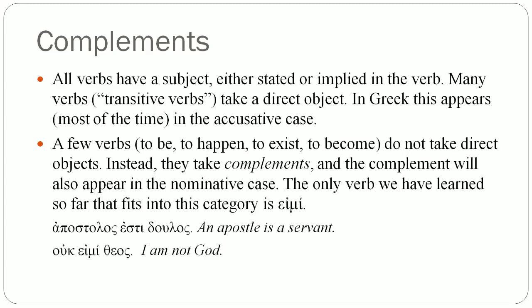Here's another example. This one, you do not have the separate nominative case noun. But, so you're going to have to get your subject from out of the verb. Okay, and the verb is eimi, which means I am. Ouk is not. And God, theos is God, and notice that is also nominative because it is the complement. Okay. So, I am not God.